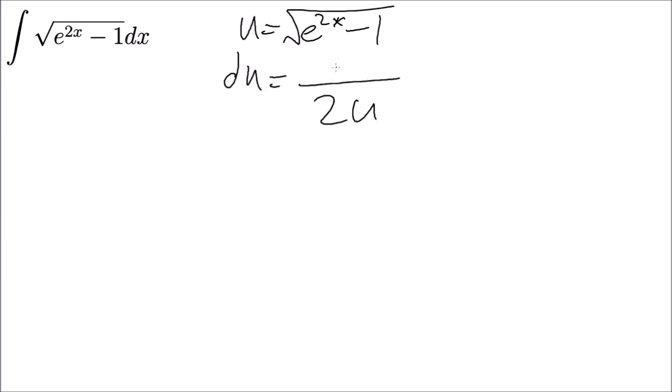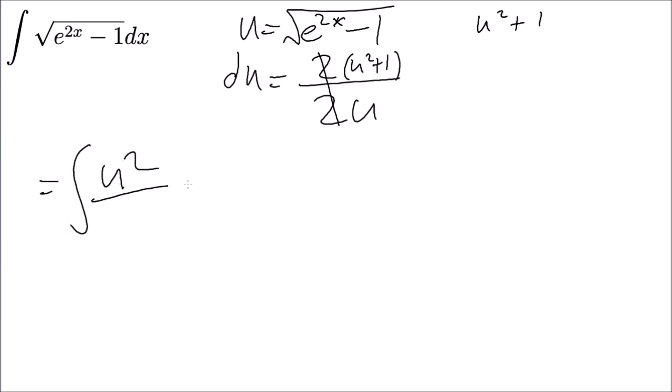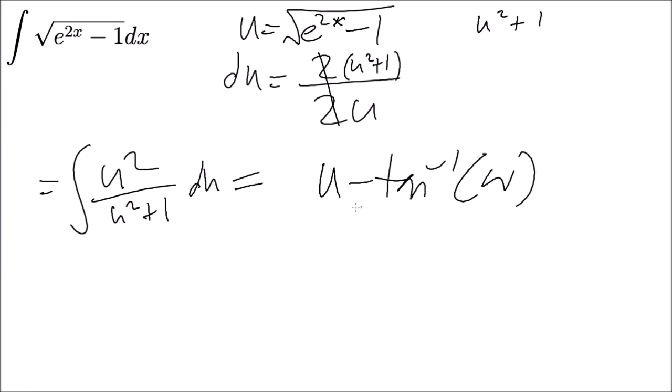So 2u. The derivative would be 2e to the x, 2x, which is what, u squared plus 1? Yeah, u squared plus 1. Okay, yeah, so this is just u squared plus 1 du, which is just u minus inverse tangent. Yeah, so u, so I think this would be the answer.